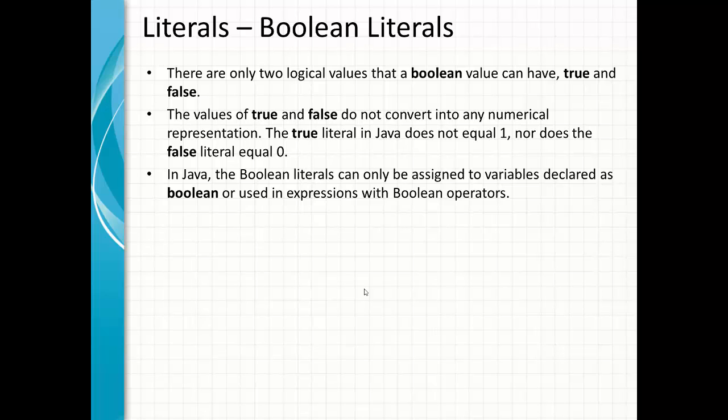Now, let us discuss Boolean type literals. I hope you remember from our last video, in Boolean there were only two values, true and false. So there are only two logical values in Boolean, true and false. The values true and false do not convert into any numerical representation. Remember that if we are coming from a different language where true was 1 and false was 0, it's not true over here. True and false do not convert into any numerical representation.